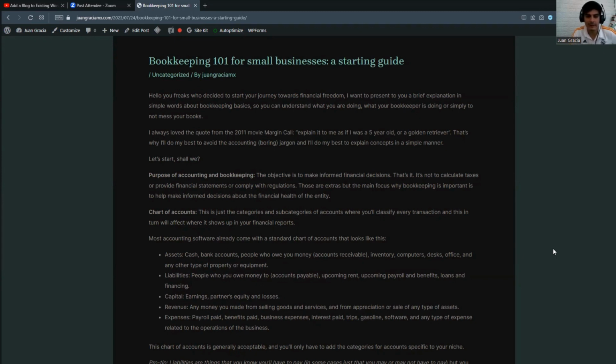Now, the liabilities. The subcategories that you're usually going to see are the people who you owe money to, like suppliers, which in accounting jargon is the accounts receivable. I mean, the accounts payable. The upcoming rent, upcoming payroll and benefits, loans, and financing. Now, I say upcoming because it's things that you haven't spent the money on yet, but you know you have the obligation to in that accounting period. So liability is something that we're going to match up or round up after we review the expenses side.